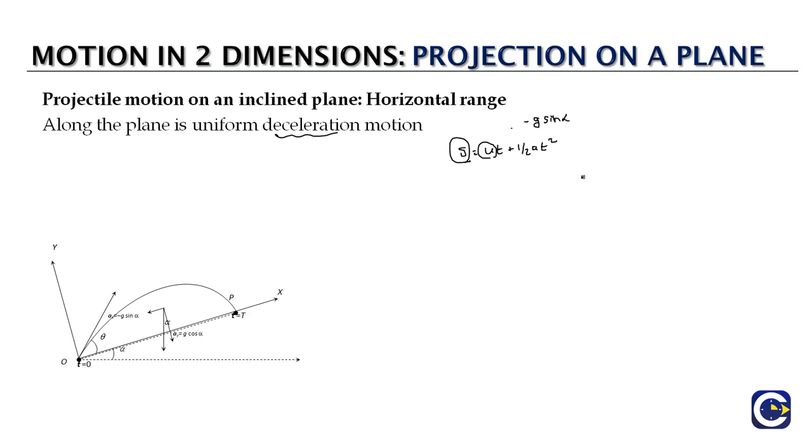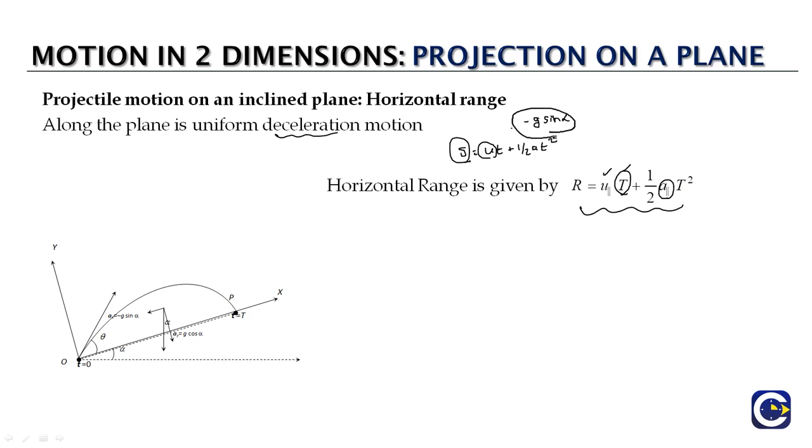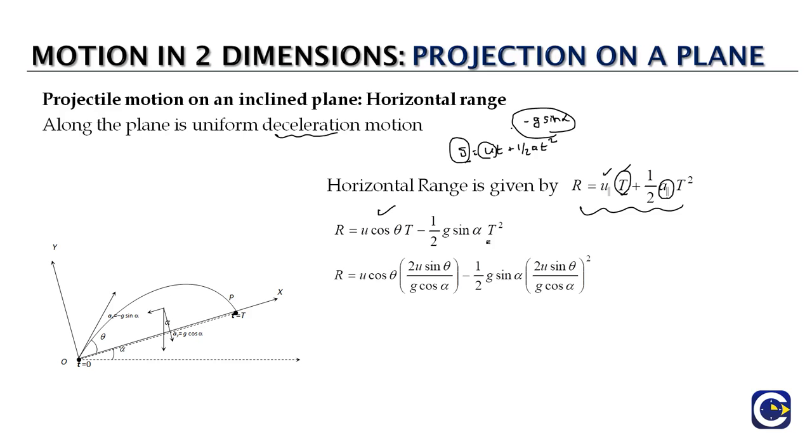So the range will be given by u parallel into t, where t represents the time of flight, plus half a parallel into t square. Now when we substitute the value of a parallel, that is minus g sin alpha, and u parallel will be u cos theta, we get u cos theta into t minus half g sin alpha into t square. On substituting the value of t, which already is the time of flight, 2u sin theta by g cos alpha.